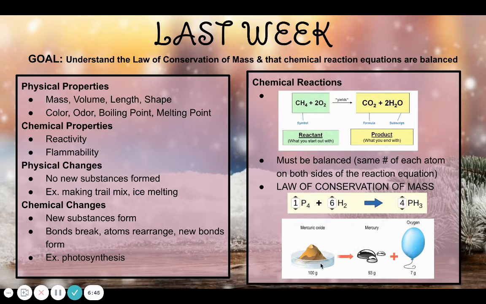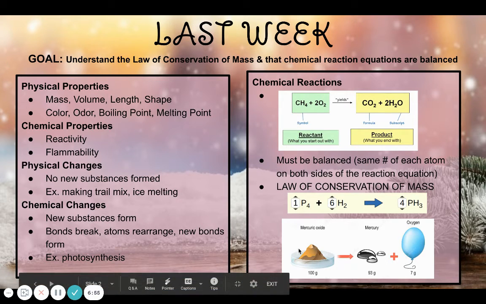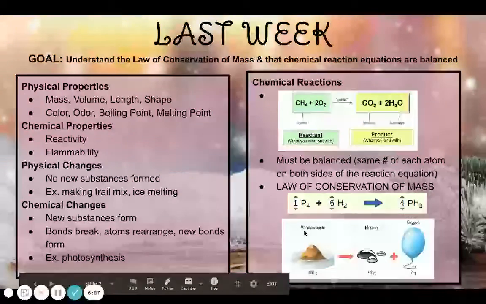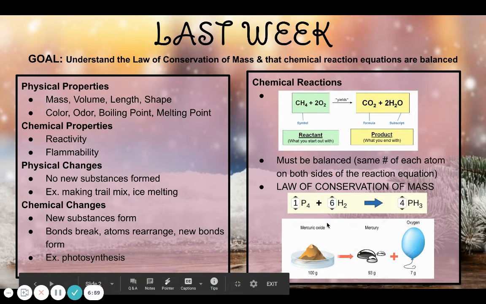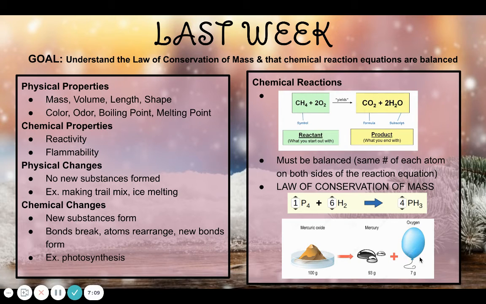And when we were looking at our chemical reactions, whether we were looking at the cookies this week or the popcorn or the baking soda and vinegar, the key idea of that lab was that what we started with, we would end with. In the case of our labs, if we start with 100 grams of something, we should end up with 100 grams of product. In this case, 93 grams end up being mercury, 7 grams end up being oxygen.